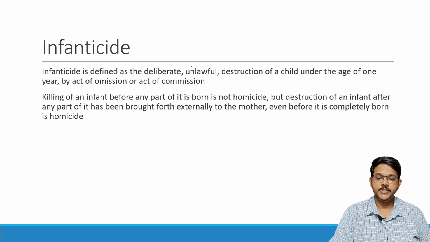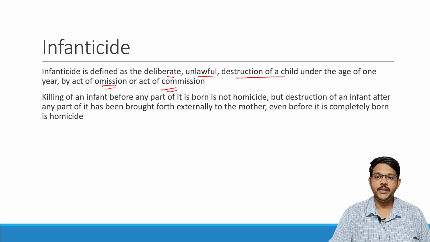So, infant deaths or infanticide, by definition, is the deliberate, unlawful destruction of a child under the age of 1 year by act of omission or act of commission. Infant is a child who is less than 1 year of age, and if any deliberate, unlawful destruction occurs by act of omission, like not feeding the child, or act of commission, doing some act of directly killing the child, it is considered as infanticide.